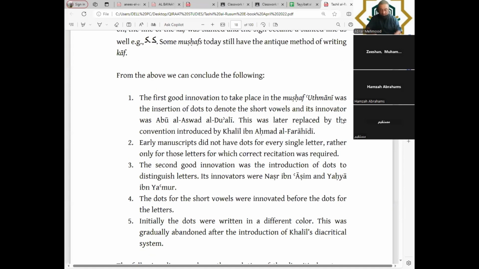The first good innovation to take place in the Musaf Usmani was the insertion of dots to denote the short vowels, and its innovator was Abul Aswad al-Du'li. This was later replaced by the convention introduced by Khalil ibn Ahmad al-Farahidi. Early manuscripts did not have dots for every single letter, rather only for those letters for which correct recitation was required.